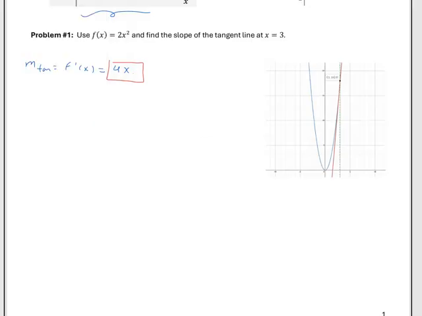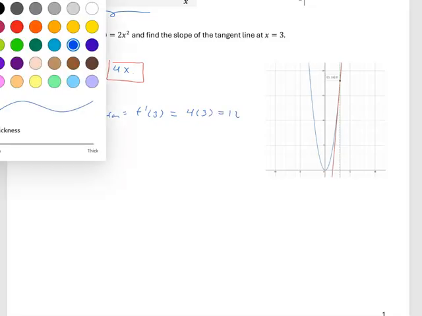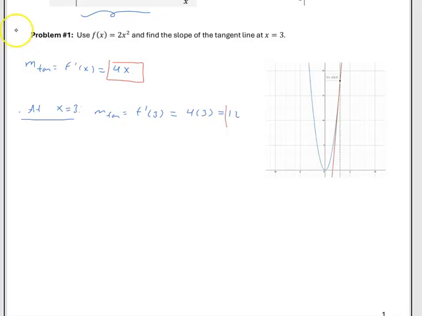Now, they do want a specific point. So we'll say at x is equal to 3. We're going to have that m tangent is equal to f prime of 3, which is technically 4 times 3, or the value of 12. Okay, so we're going to get 12. What this represents is technically the slope of the tangent line at this point.